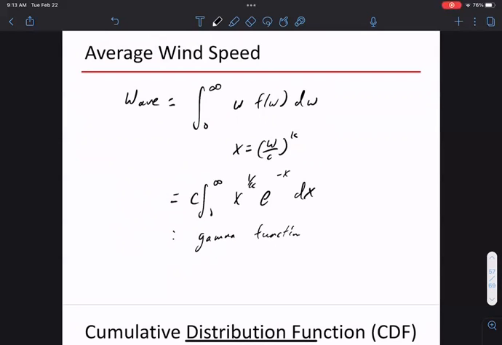Okay, so there's a name to this thing. This is called a gamma function. And this is again a standard function with tables you can look at. If you never heard of the gamma function, don't worry about it. We can compute this average. You don't do this integral directly. What you do is you look at the table for the gamma function. This was all tabulated for us.